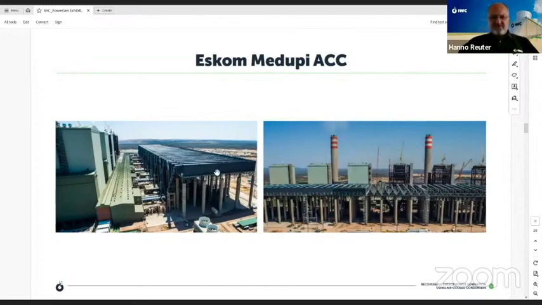So here we have 34-foot fans, and these are 64 fan units per boiler. This was when it was under construction.